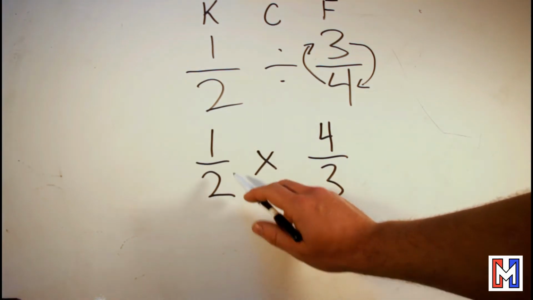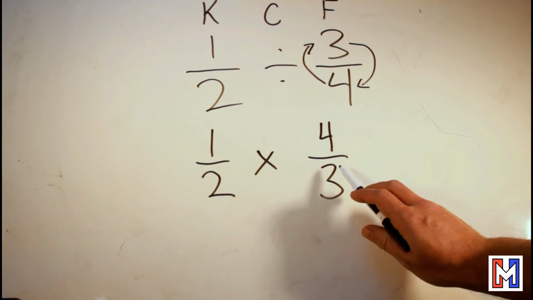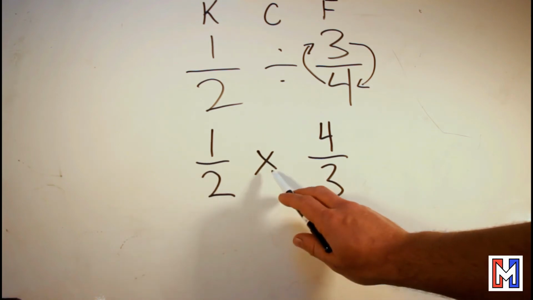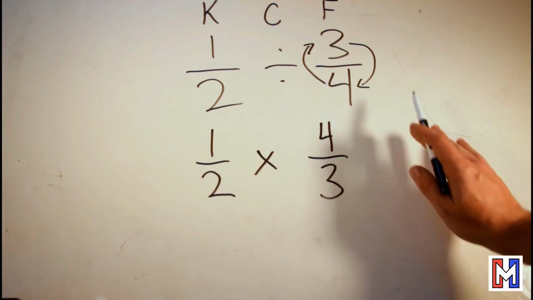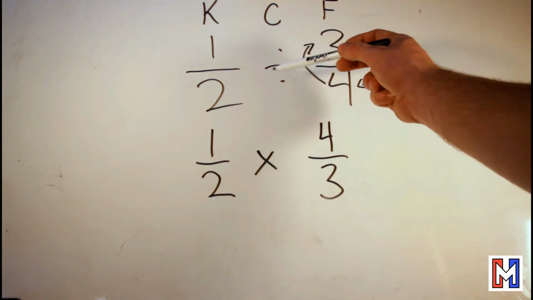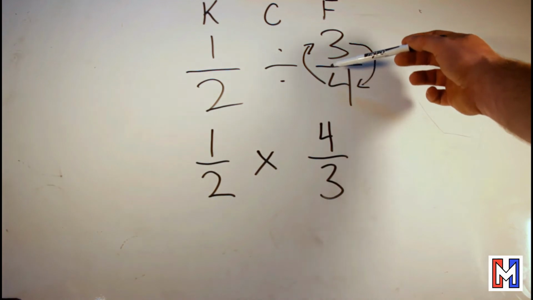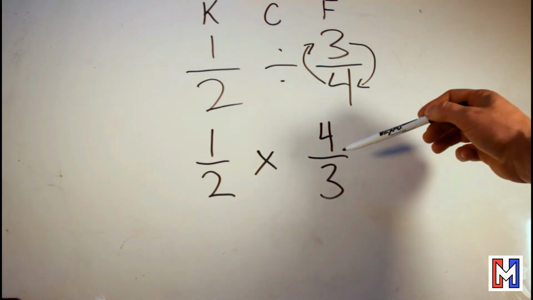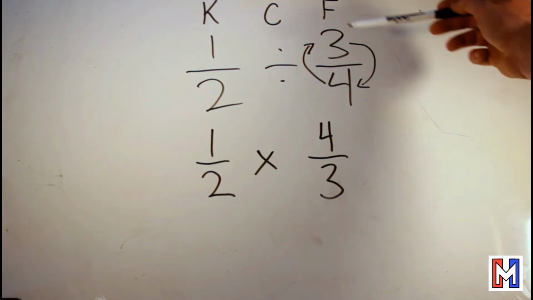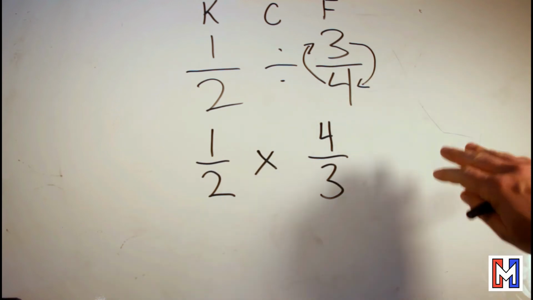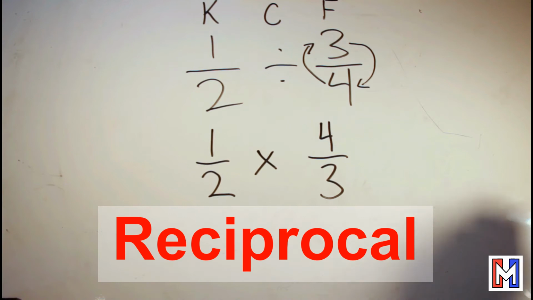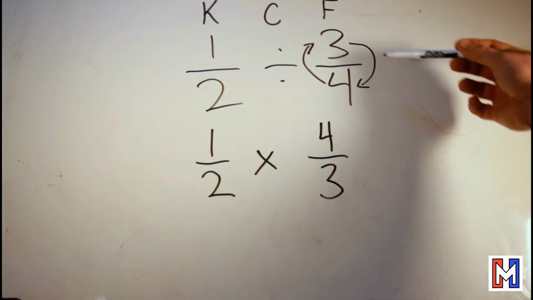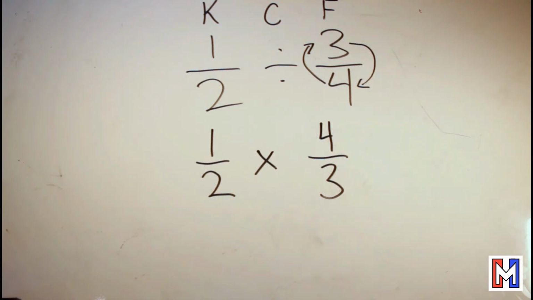So this is keep, change, flip. All right? Keep, change it to multiplication. It's always multiplication, not another operation. Always from division to multiplication. And then we flip that second one. Now this operation of flipping, it's not an actual mathematical term. It's actually reciprocal. And reciprocal just means we are flipping the position of the numerator and denominator.